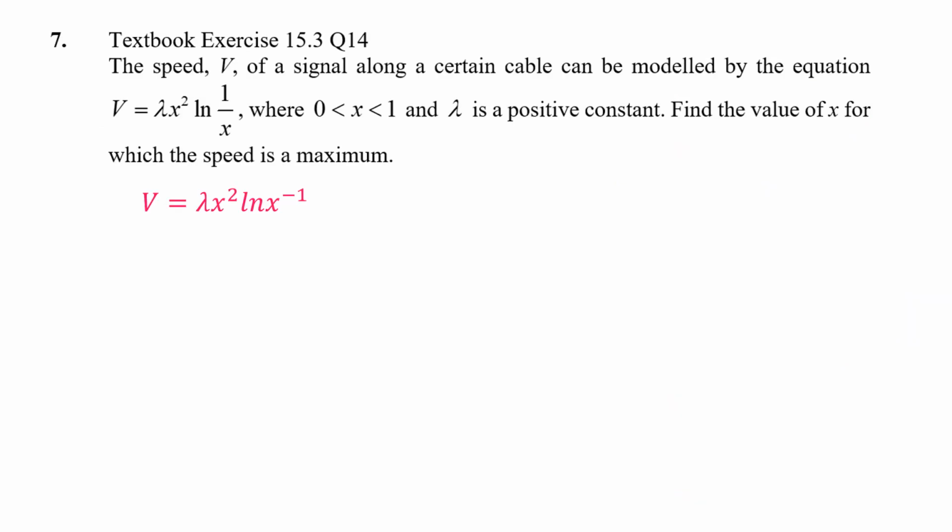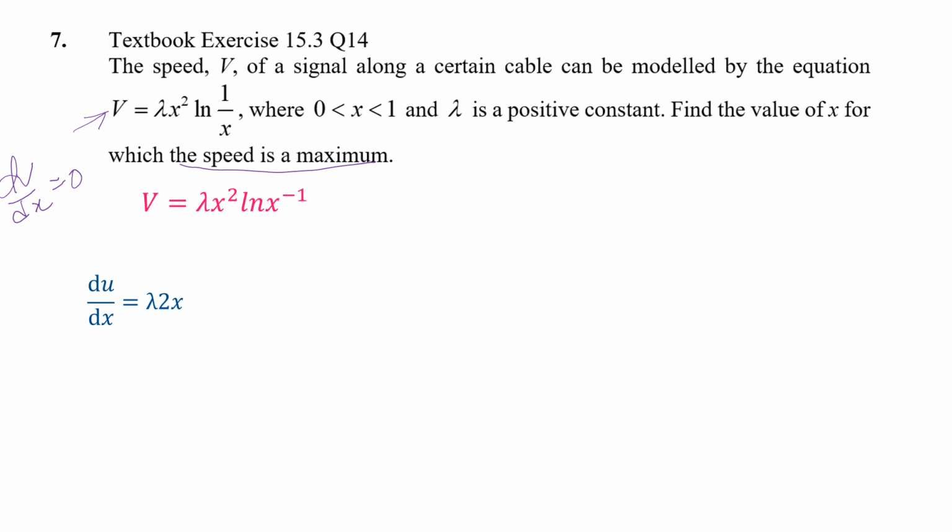Right, let's look at the last question. So for the last question, you're given v equals lambda x squared ln 1 over x. Lambda is actually a constant, so it could be just any positive value like 1, 2, 3, 4, 5, whatever. It's a constant. You're told that this speed is a maximum. So when you're told that y is a maximum or a minimum, it means dy over dx equals 0. So if v is a maximum speed, what we are saying is dv over dx will be equal to 0. So I need to differentiate v with respect to x using the product rule.